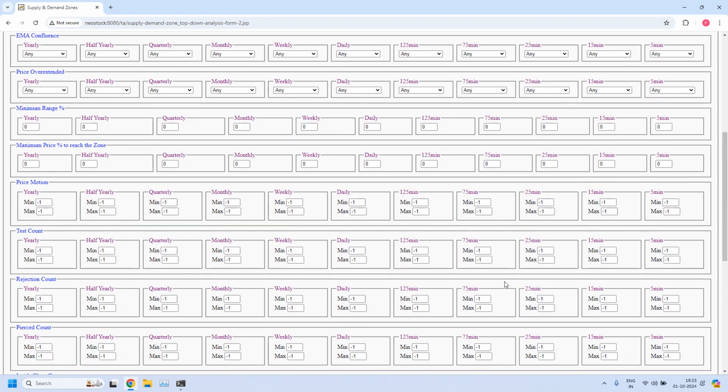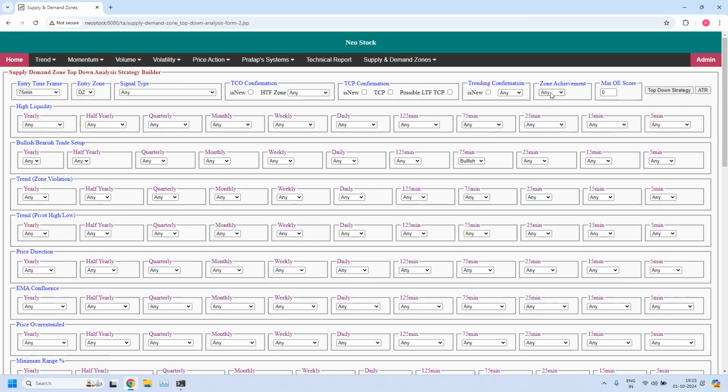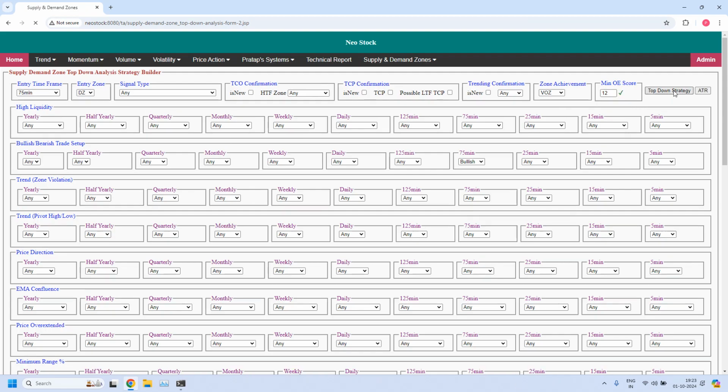So in the pierced count at 75 minutes time frame, I am setting the minimum value 0, maximum value 0. Zone achievement is violated opposing zone. Minimum odd enhancer score is 12. All the three filters are applied to 75 minutes demand zone. Now let's verify.